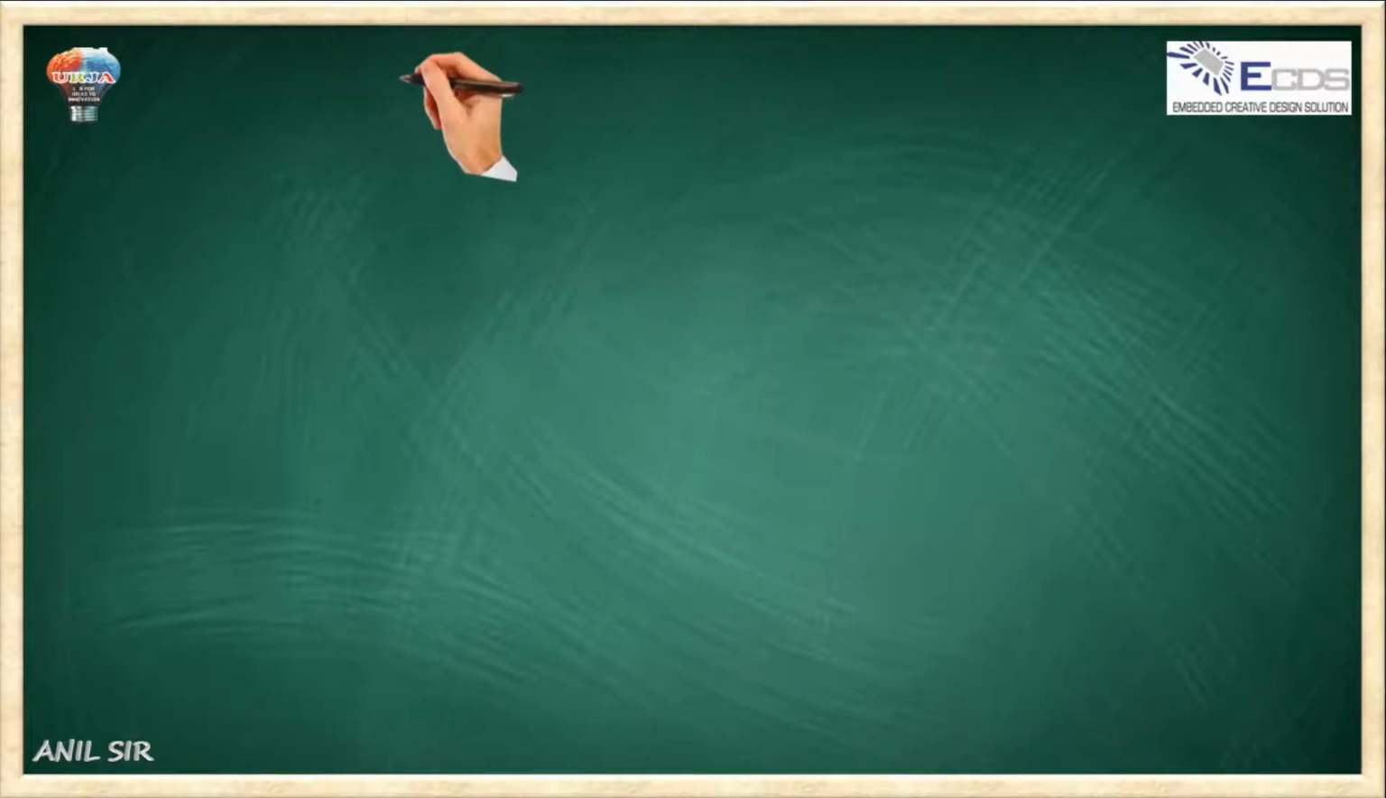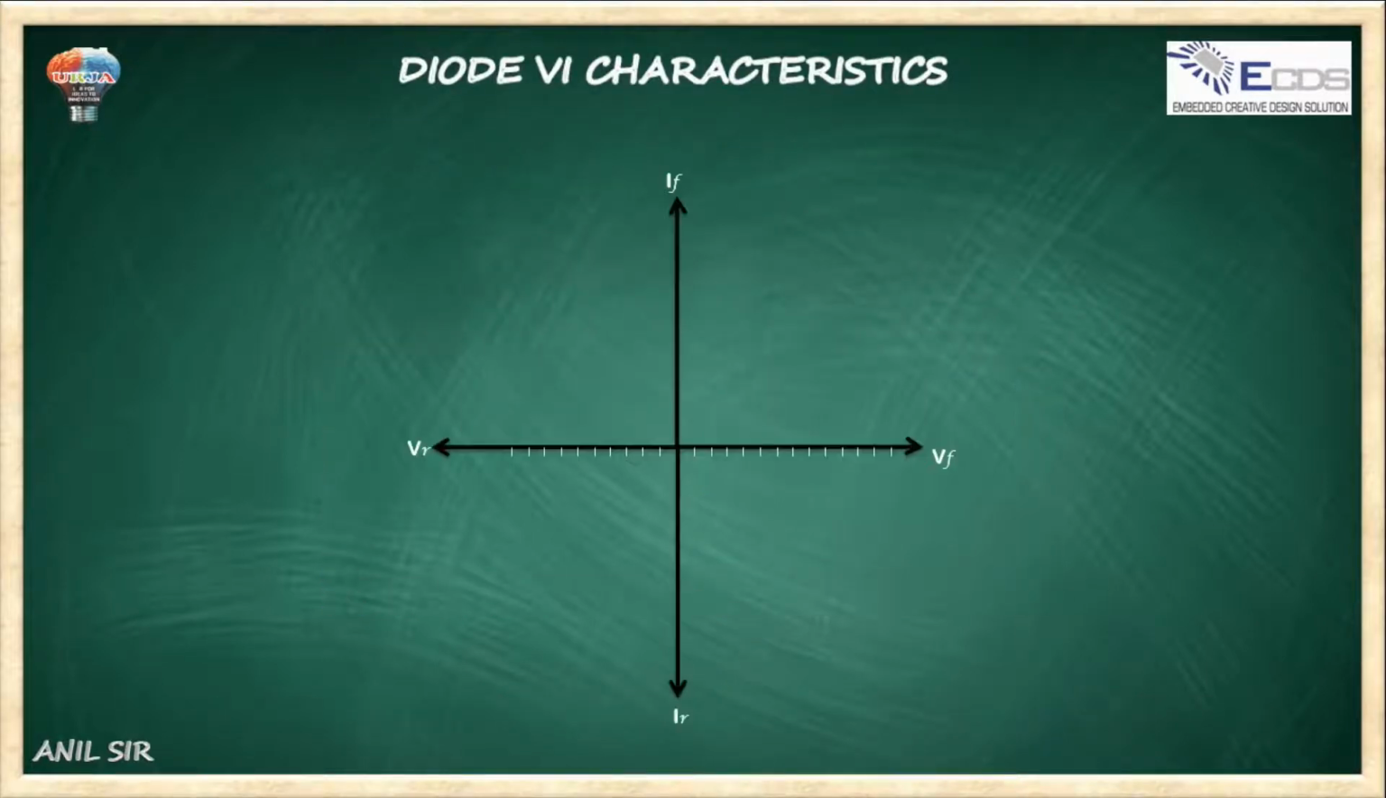Then we start the diode VI characteristics. So what do we mean by the VI characteristic? That is the voltage and current characteristics of the diode. So we have to study the p-n junction VI characteristics. In the forward bias condition as well as the reverse bias condition, we have to study both the characteristics.